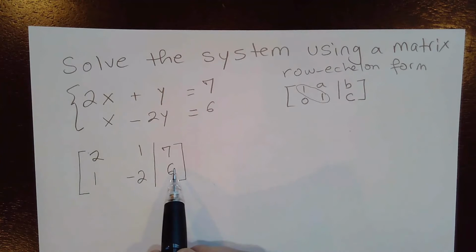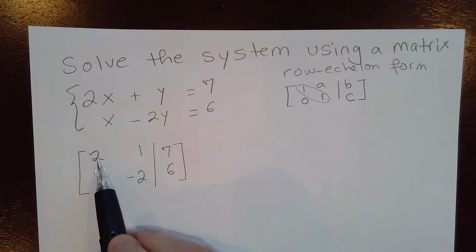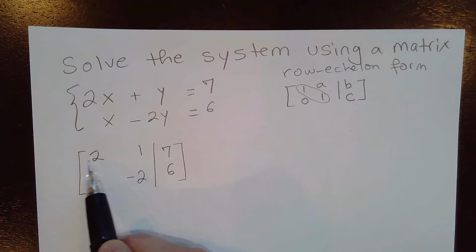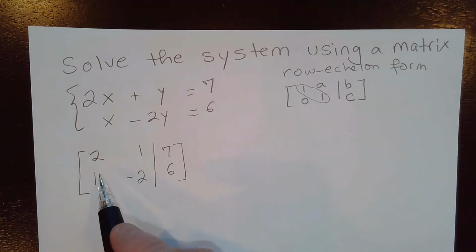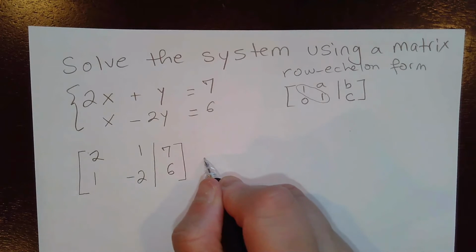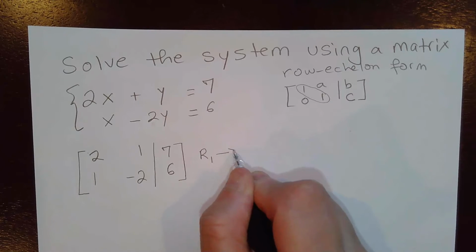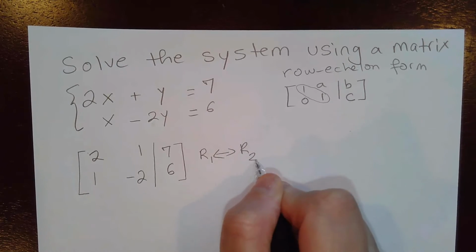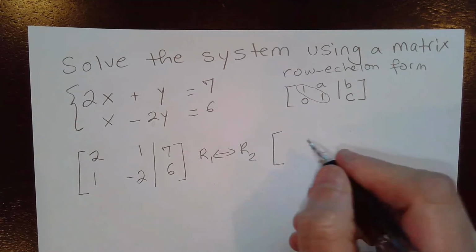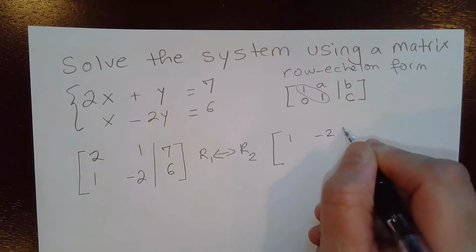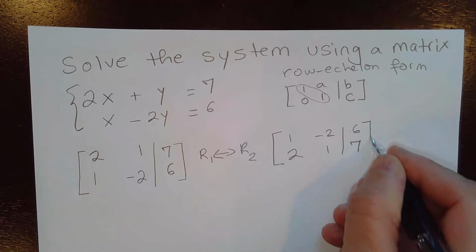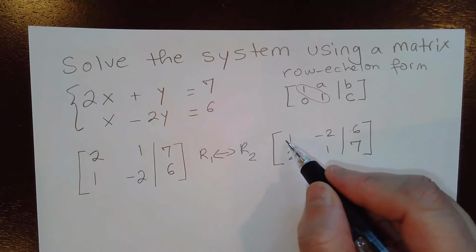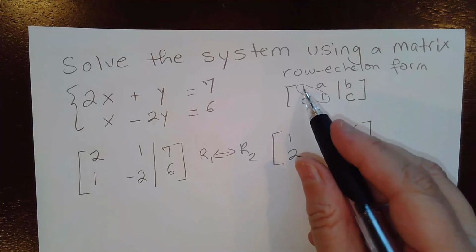We need this to be 1. So what we can do, we can multiply the first row by 1/2 to make this 1, or to make it easier, we can interchange row 1 and row 2. So let's do that. Let's interchange row 1 and row 2. Here's the operation, R1 and R2. That will interchange the two rows. 1, negative 2, 6, 2, 1, 7. Okay, so the first entry in the first row and column is 1, as it should be.